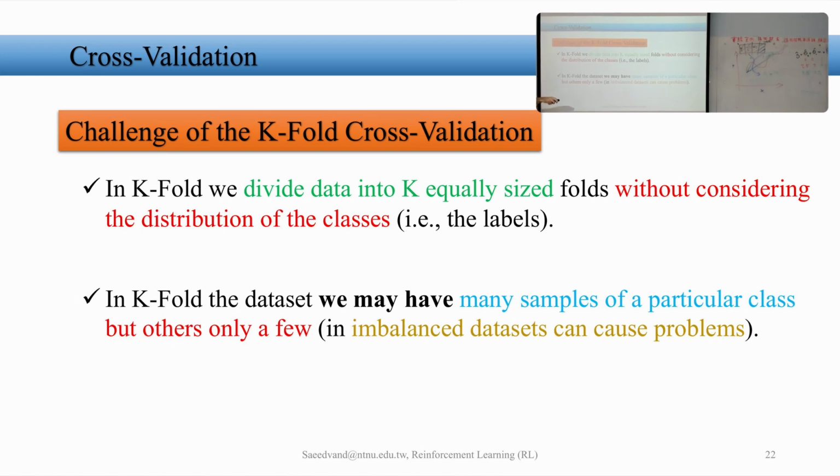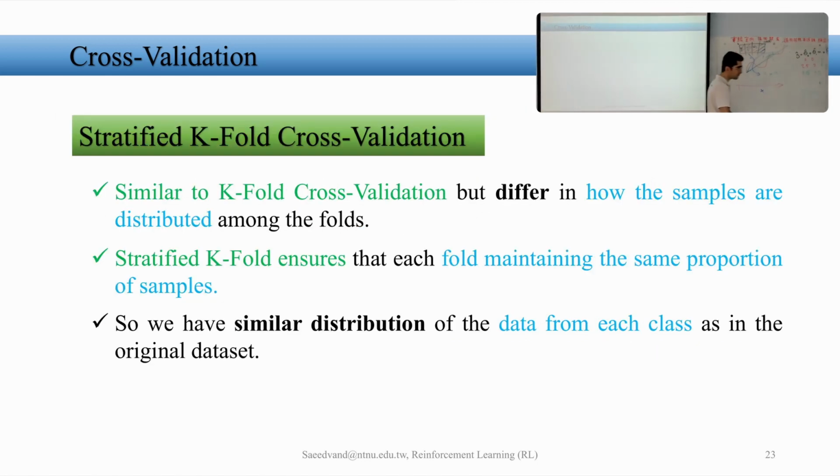For example, another case is if you have many samples of a particular class, but the others have only a few. Like you have one class with 1,000 samples, and another with only 10. That's a bit challenging. It imbalances the data set for your problem. In order to solve this, we have other classes of algorithms. One is stratified k-fold cross-validation, which is similar to k-fold cross-validation, but differs in how to choose the samples from the sample distributions.